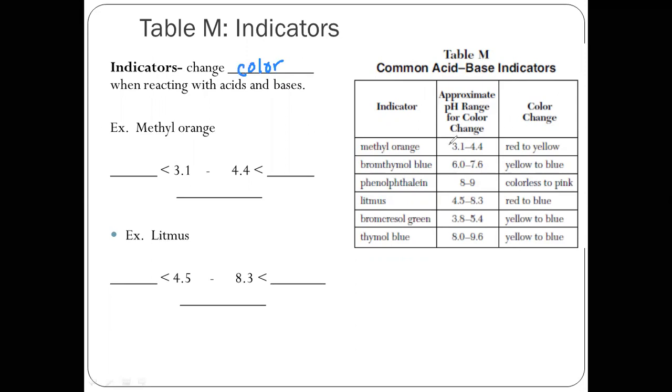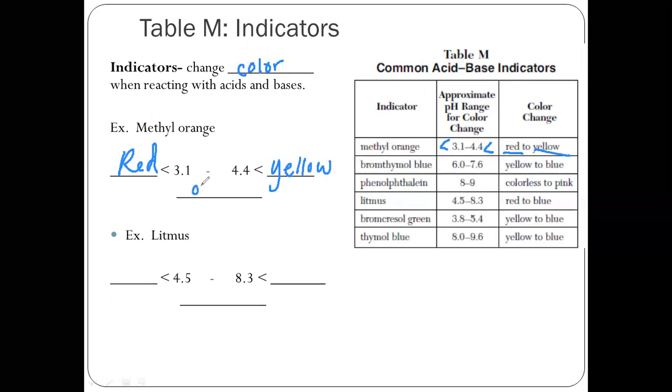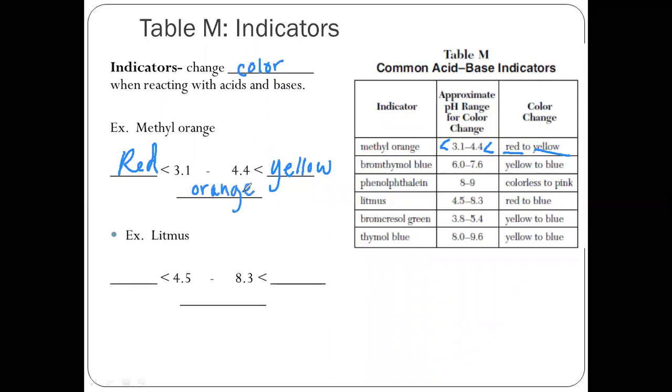So how to read this is anything before the first number is the first color. So we have red. All right, so anything after the second number is the second color, yellow. And then anywhere in between is the mixture of the two colors. So red plus yellow make orange. Okay, so litmus right here, less than 4.5 is red, greater than 8.3 is blue, and red plus blue make purple.